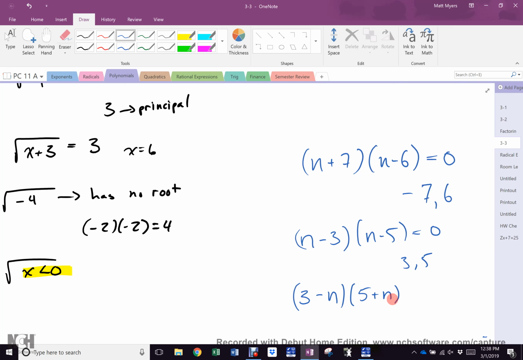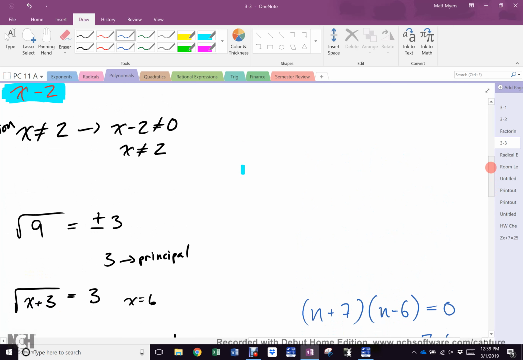If you can't see it in your head, then what must you do? Do the algebra. 3 minus n has to equal 0. 5 plus n has to equal 0. Then you just do the algebra. What if it was this? 3x plus 1 and x minus 2. Which one of them do you have to do the algebra with, Isabel? You got to do the algebra there. But this one you know in your head, right? Everybody good?